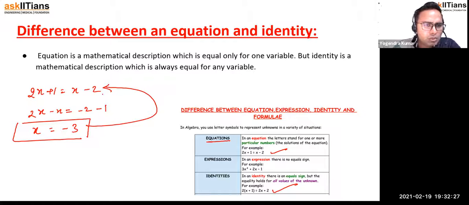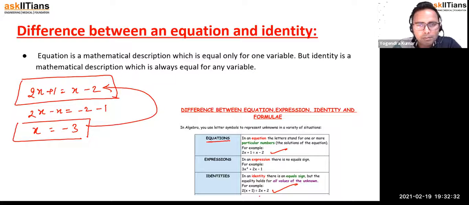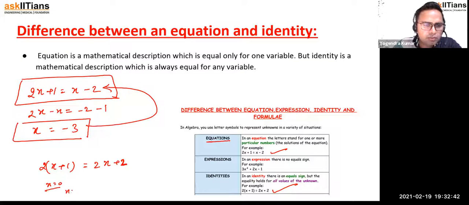There is no other value of x that will satisfy this equation. Are you understanding this? But here, if you see this equation, 2 times x plus 1, which is nothing but 2x plus 2, you put x equals 0, you put x equals 1, all of those are going to give you the solution.